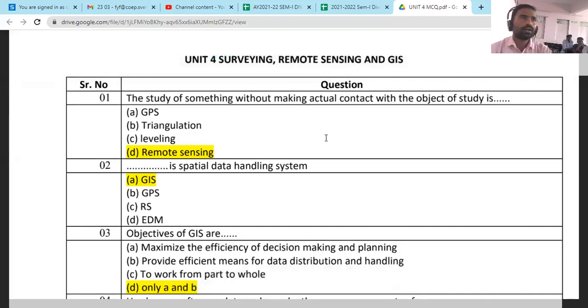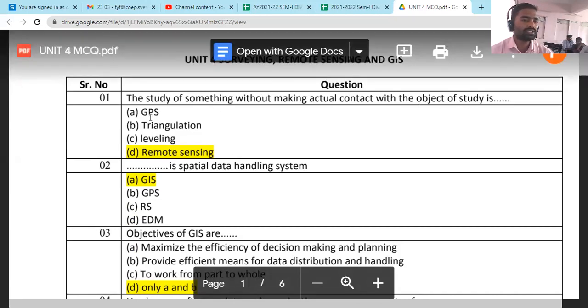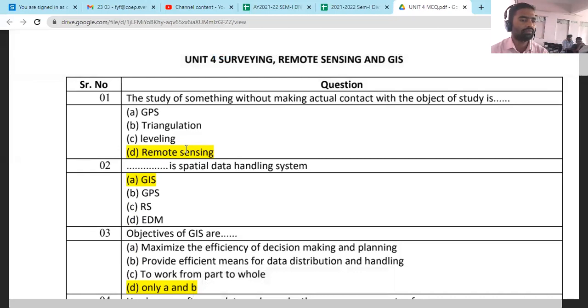First one, the study of something without making the actual physical contact with the object of the study is what? GPS, triangulation, labeling, or remote sensing? Remote sensing. Remote sensing is the study of an object without making actual contact with the object.